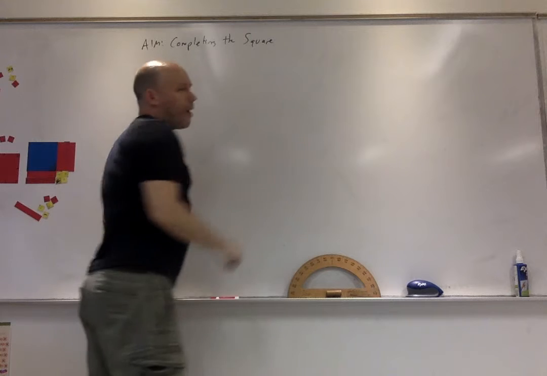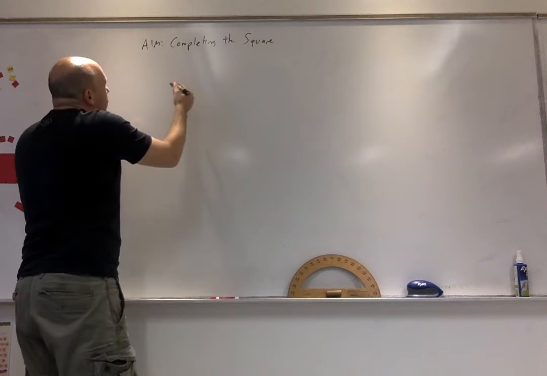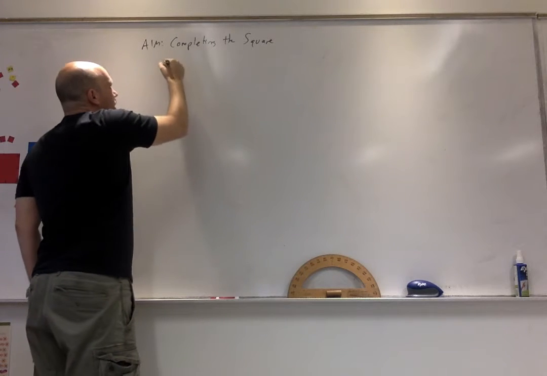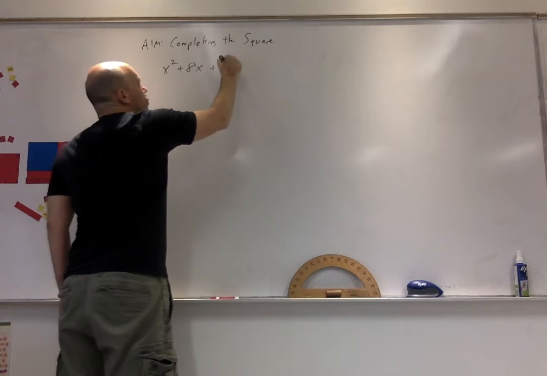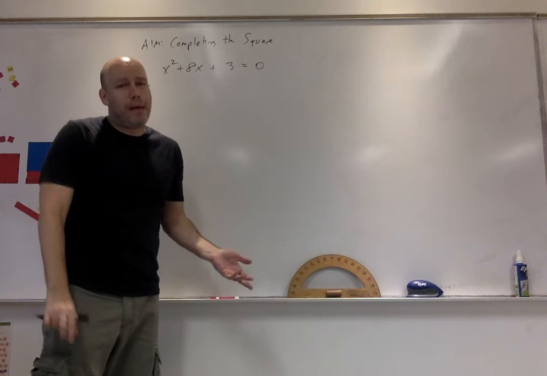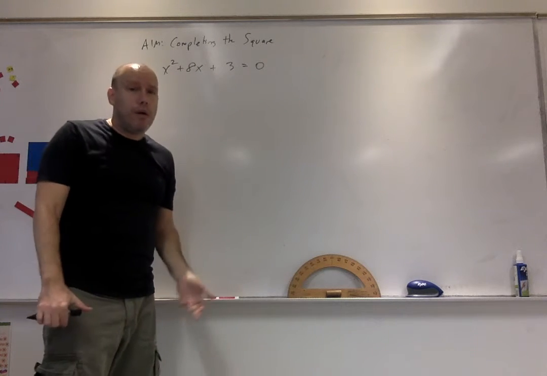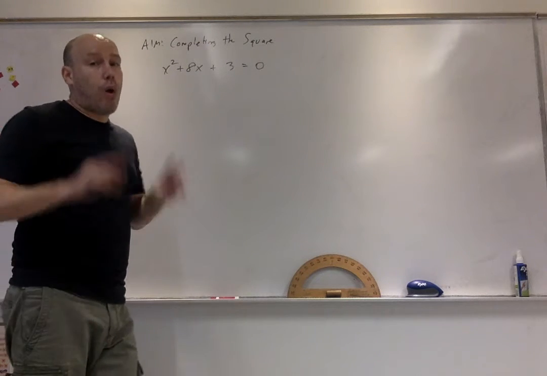And we're going to be talking about the nature of the roots. So the idea is, you have a quadratic equation, right? You have x squared plus 8x plus 3 equals 0. And you look at this, and your first instinct might be, I wish I could factor it, but I can't. But I know there are two roots, and I can use the quadratic formula.